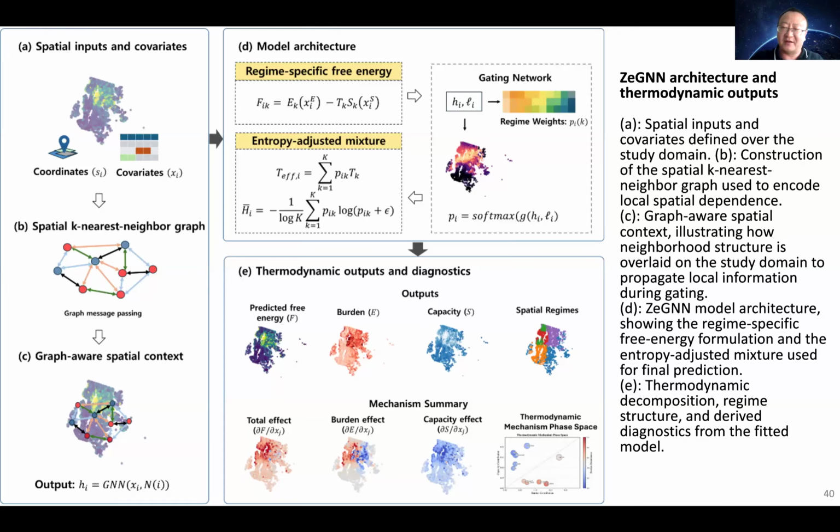Like in your neighborhood, if there are 5 houses sold at different prices, then your price will be estimated based on the neighboring ones, right? So neighboring location is a very important thing to consider in any spatial analysis.